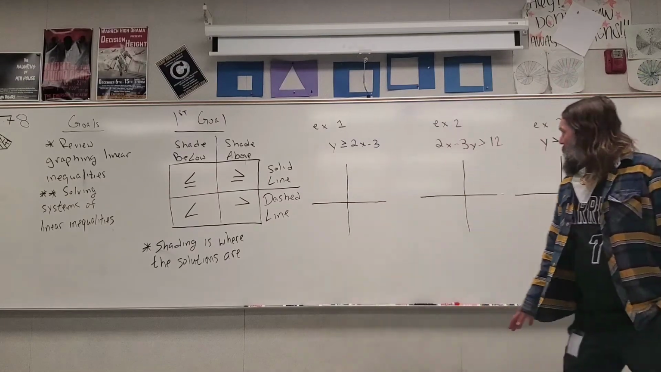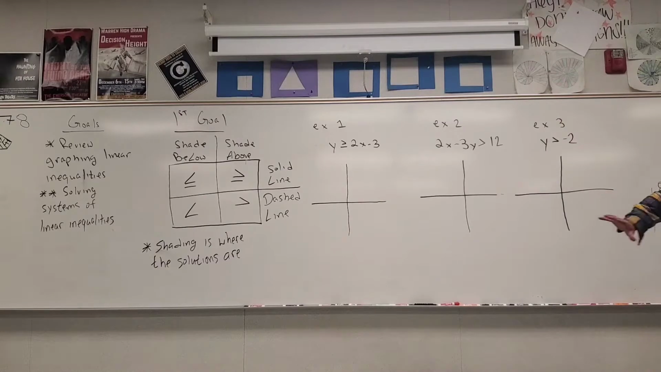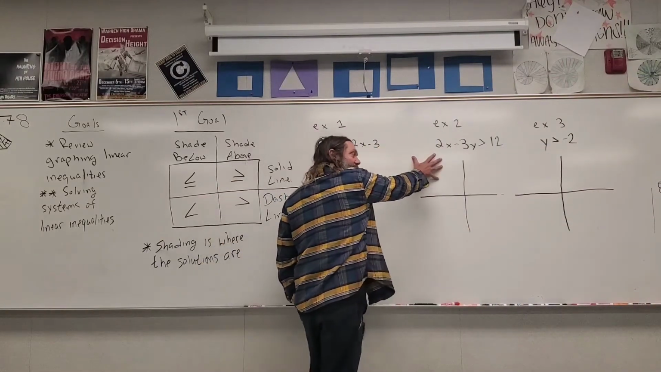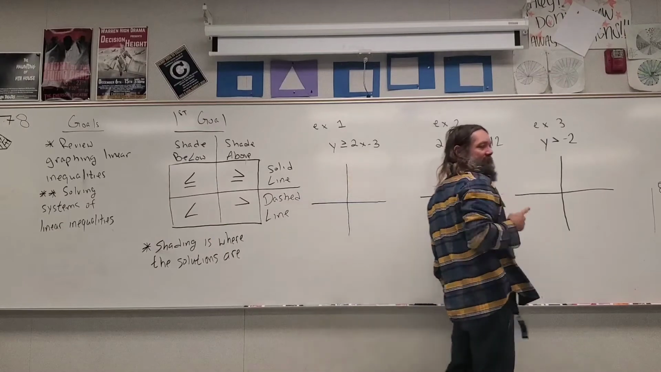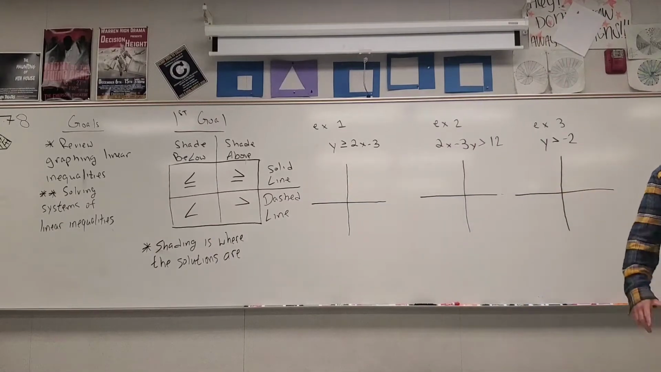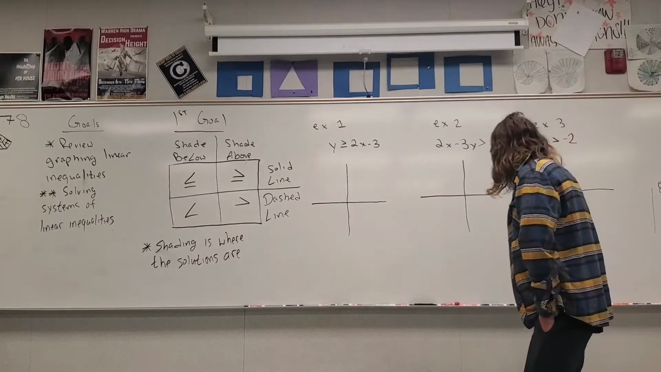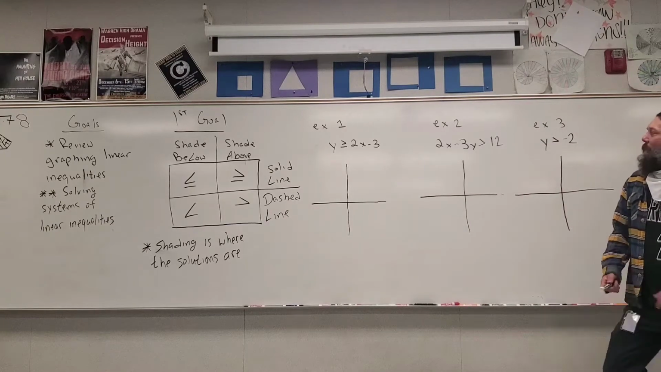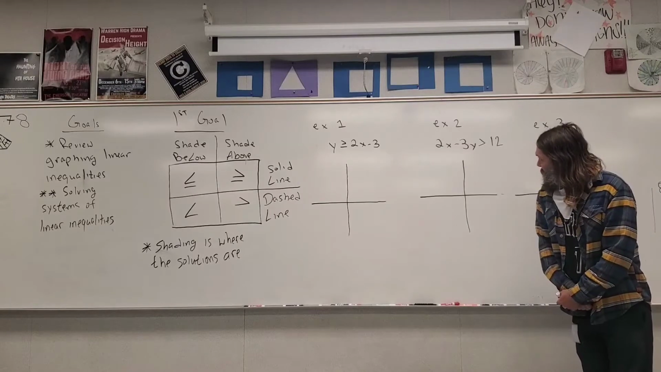Okay, so I have three examples here that I'd like to work through, and I gave you an example in slope-intercept form, an example in standard form, and an example when I have one variable. So I'm giving examples of each of the types of linear inequalities that we could have. So let's just go ahead and jump right in.